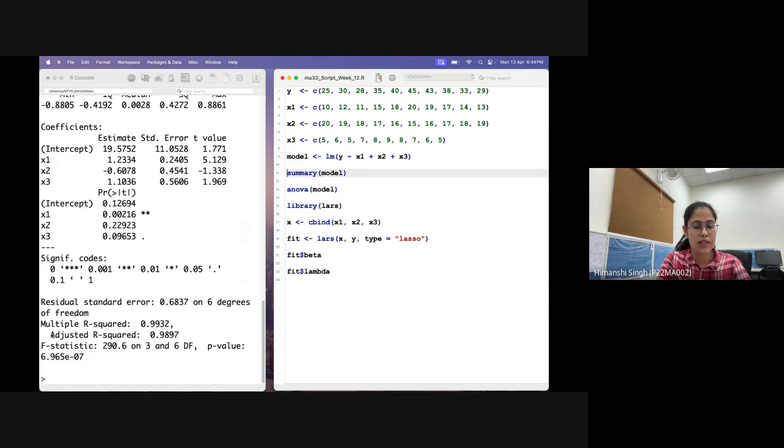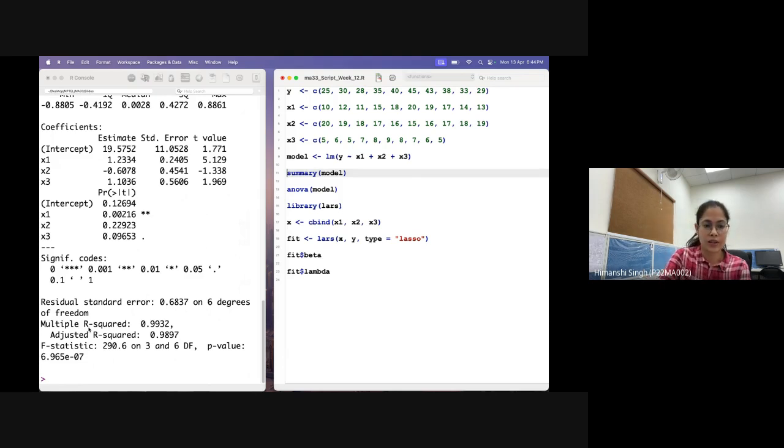Also we got the multiple R squared, that is 0.9932, which we have discussed now, and the adjusted R squared, that is 0.9897, which we have also discussed. The value of the F statistic is given on k minus 1 and n minus k degrees of freedom, and the p value is also given, which is very small. If the p value is less than alpha, we reject H naught. Rejecting H naught means that at least one of the beta j is not 0, so there is a linear relationship.